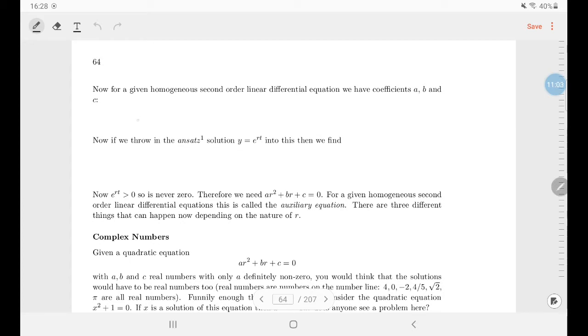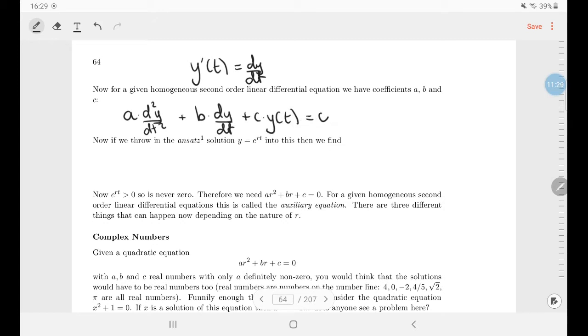So we have our thing. So we're looking at a times the second derivative. And I assume you're comfortable with y dashed of t is the same as dy dt. There's just different notations. Plus b times dy dt plus c times y of t equal to 0. So we're going to chance our arm with e to the rt.